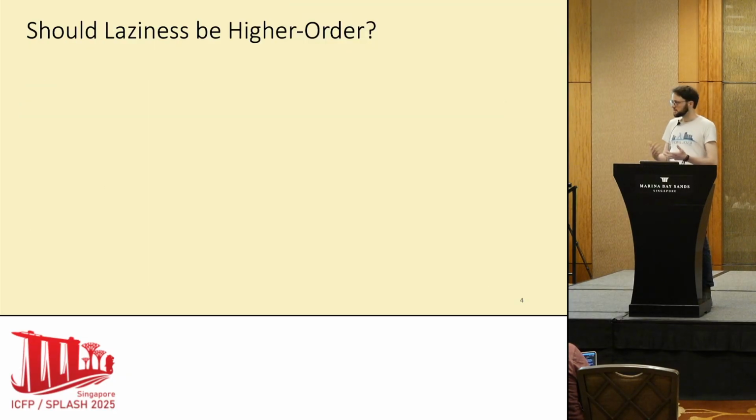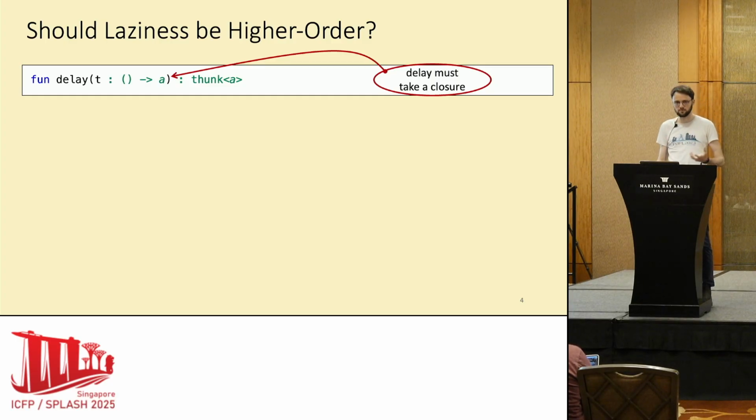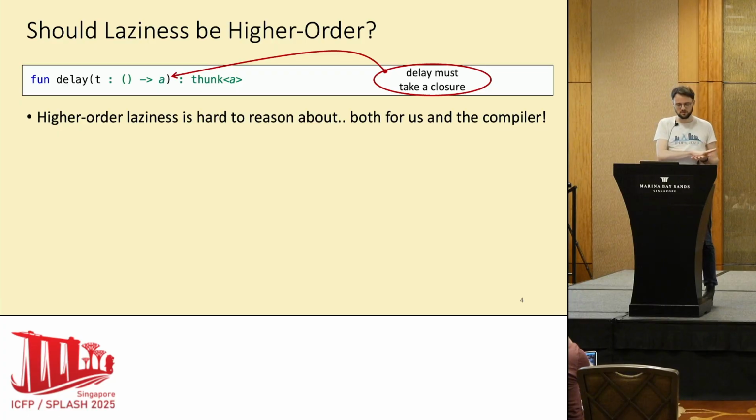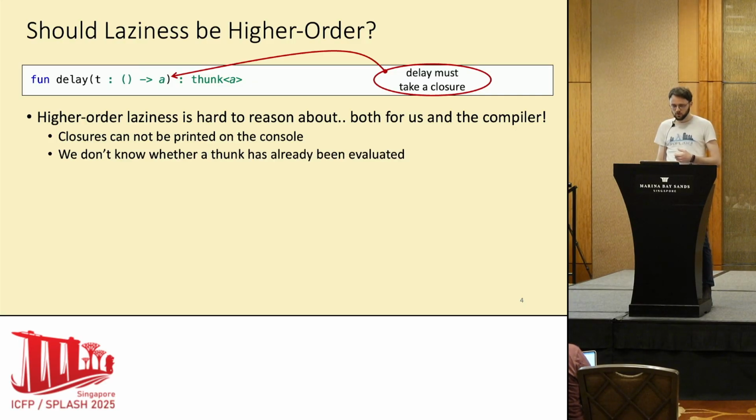So the question I want to ask in this talk is, should laziness be higher order? Because if you think of this delay function, this idea that you need to supply a closure is really built into this interface. You can't, for example, supply a constructor or something. And so the fact that delay must take a closure introduces a lot of weird effects. In particular, it makes it a lot harder to reason about the laziness you have, both for the programmers and also the compiler. So in particular, the closure you have in the thunk can usually not be printed on the console. You also don't really know whether a thunk has been evaluated yet or not, which makes it harder to reason about the performance of your program.